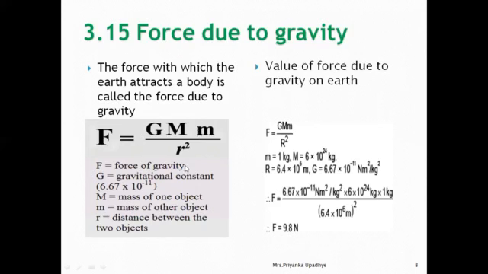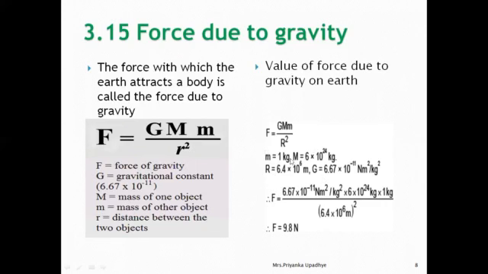Here F is the force of gravity, G is the gravitational constant, capital M is the mass of the earth and small m is the mass of the object which is kept at some distance, and r is the distance between the object and the earth. So if we substitute the values here, we will get the value of acceleration due to gravity.